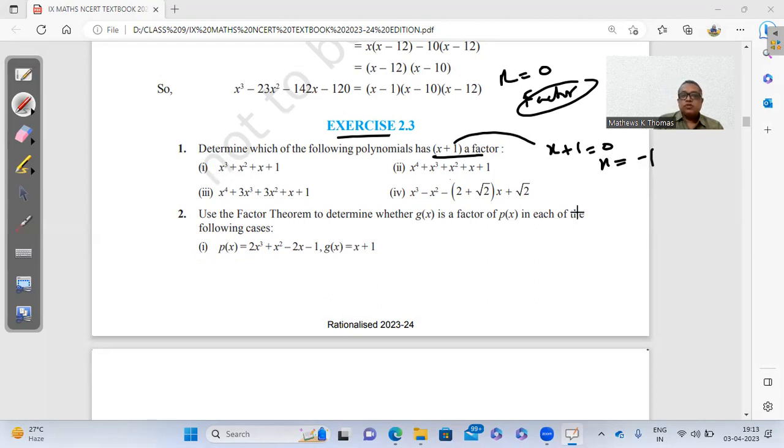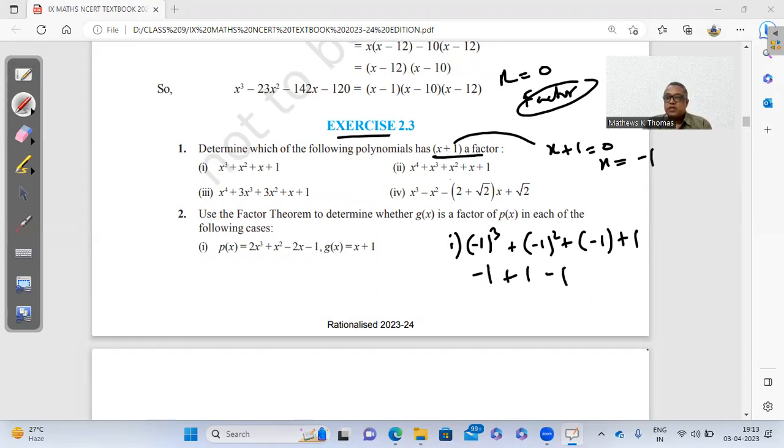So what I need to do is substitute this in the first part: minus 1 whole cube plus minus 1 whole square plus minus 1 plus 1. What have I done? I've taken out the value of x as minus 1 and I'm putting it here. So this is going to become minus 1, this is going to become positive 1, minus 1, plus 1. So what is going to happen? We are getting remainder as 0. So for the first part we can say yes, x plus 1 is a factor, right?